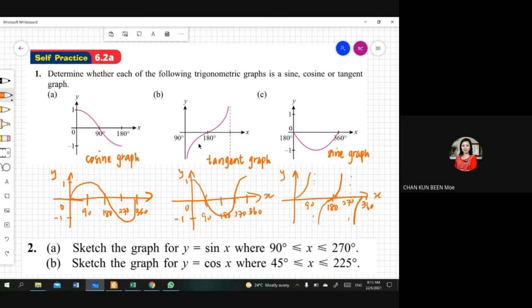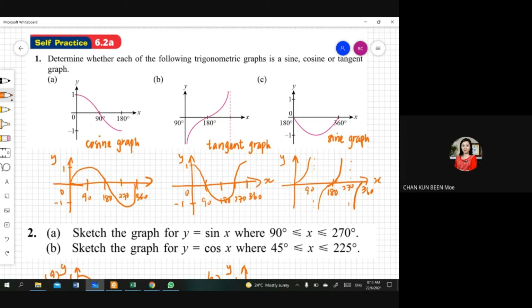Same with the tangent graph, you see it goes through the x-intercept at 180. So this is one of it, and also this is one of it. But then you look at the flow of the graph, this one goes from left to right and this one from right to left. So this one is the tangent graph. And the last one, from 180 to 360, is a curve down here, so 180 to 360 is a sine graph. Okay, that is how you determine it.